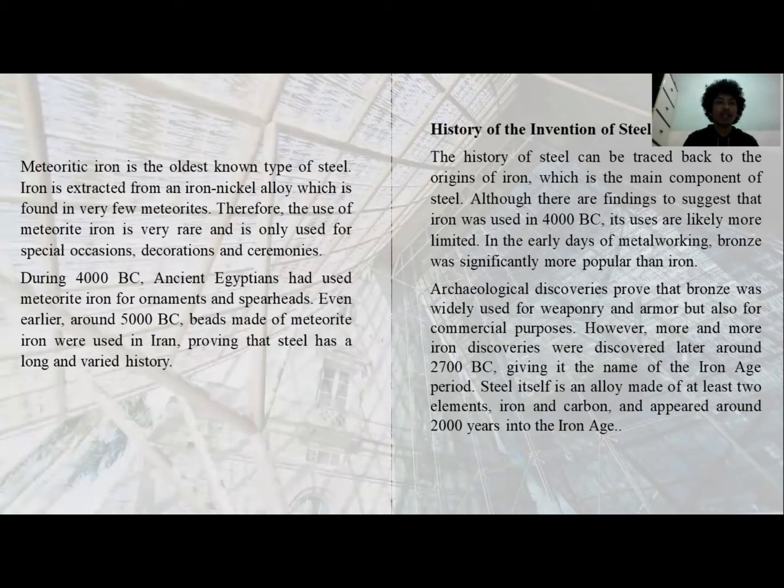Meteoritic iron is the oldest known type of steel. Iron is extracted from iron-nickel alloy, which is found in very few meteorites. Therefore, the use of meteorite iron is very rare and is only used for special occasions, decorations, and ceremonies. During 4000 BC, ancient Egyptians had used meteorite iron.